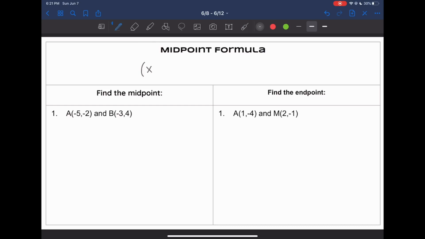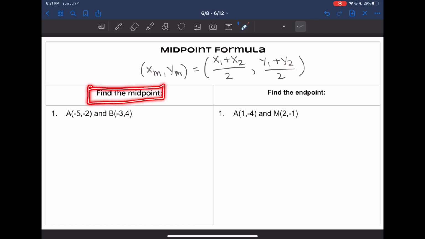To find the coordinates of the midpoint xm, ym, we use the formula x1 plus x2 divided by 2, y1 plus y2 divided by 2. So we'll do an example where we have to find the midpoint. In number 1, we have a is -5, -2, and b is -3, 4. So we have x1, y1, x2, y2.